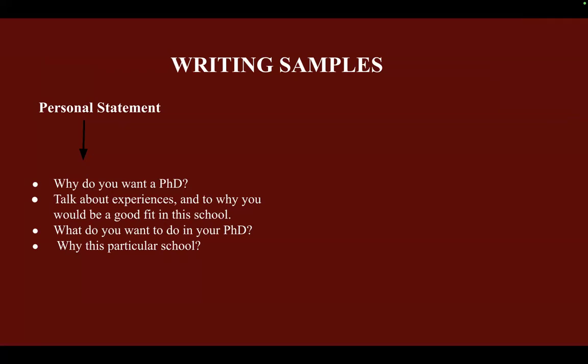What I wanted to do a PhD in, because I was a neuroscience and political science double major. So I had a very interdisciplinary background, and I had to be clear going forward about what field I wanted to do my PhD in, and how I would advance research in that field, and why this particular school.